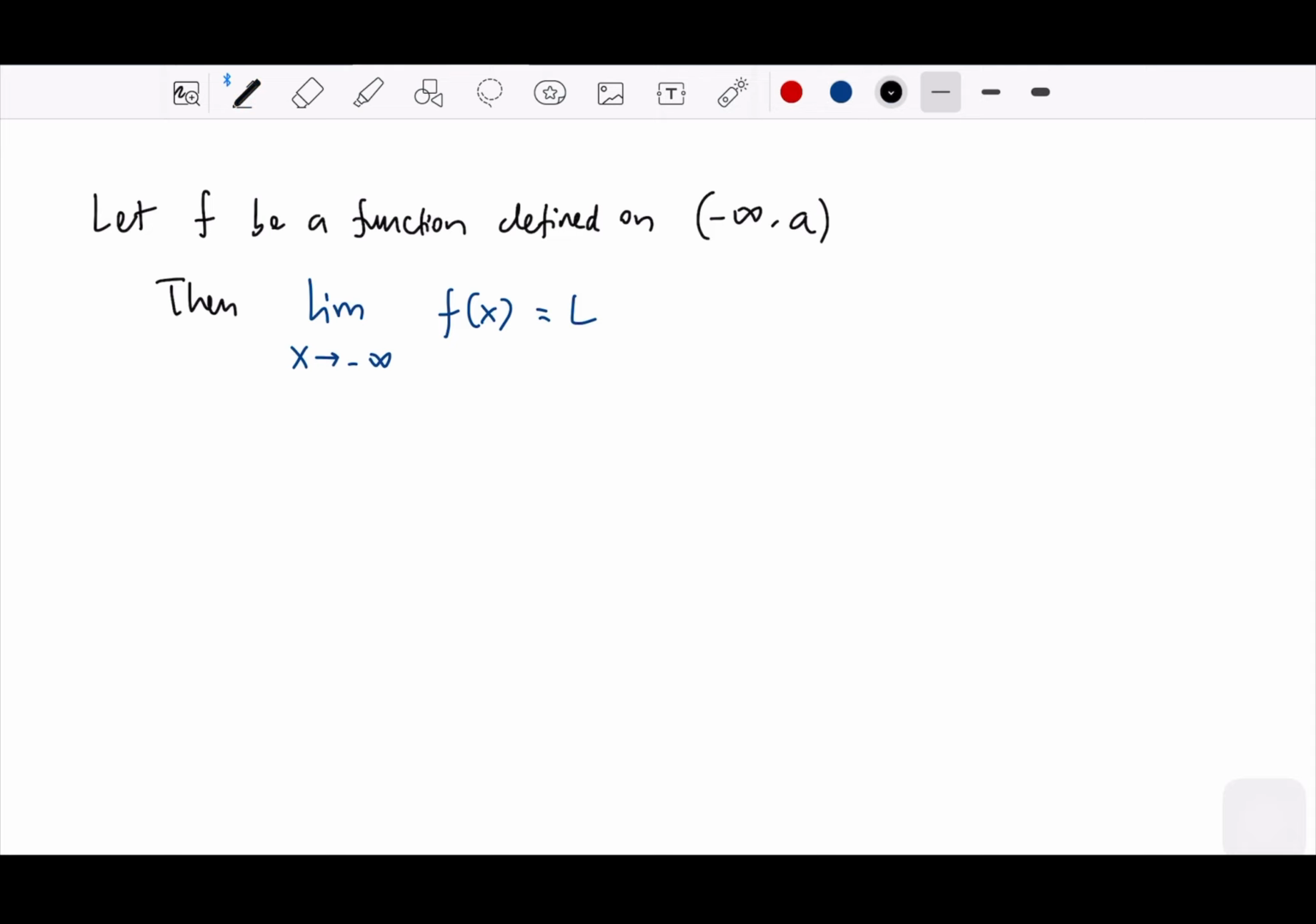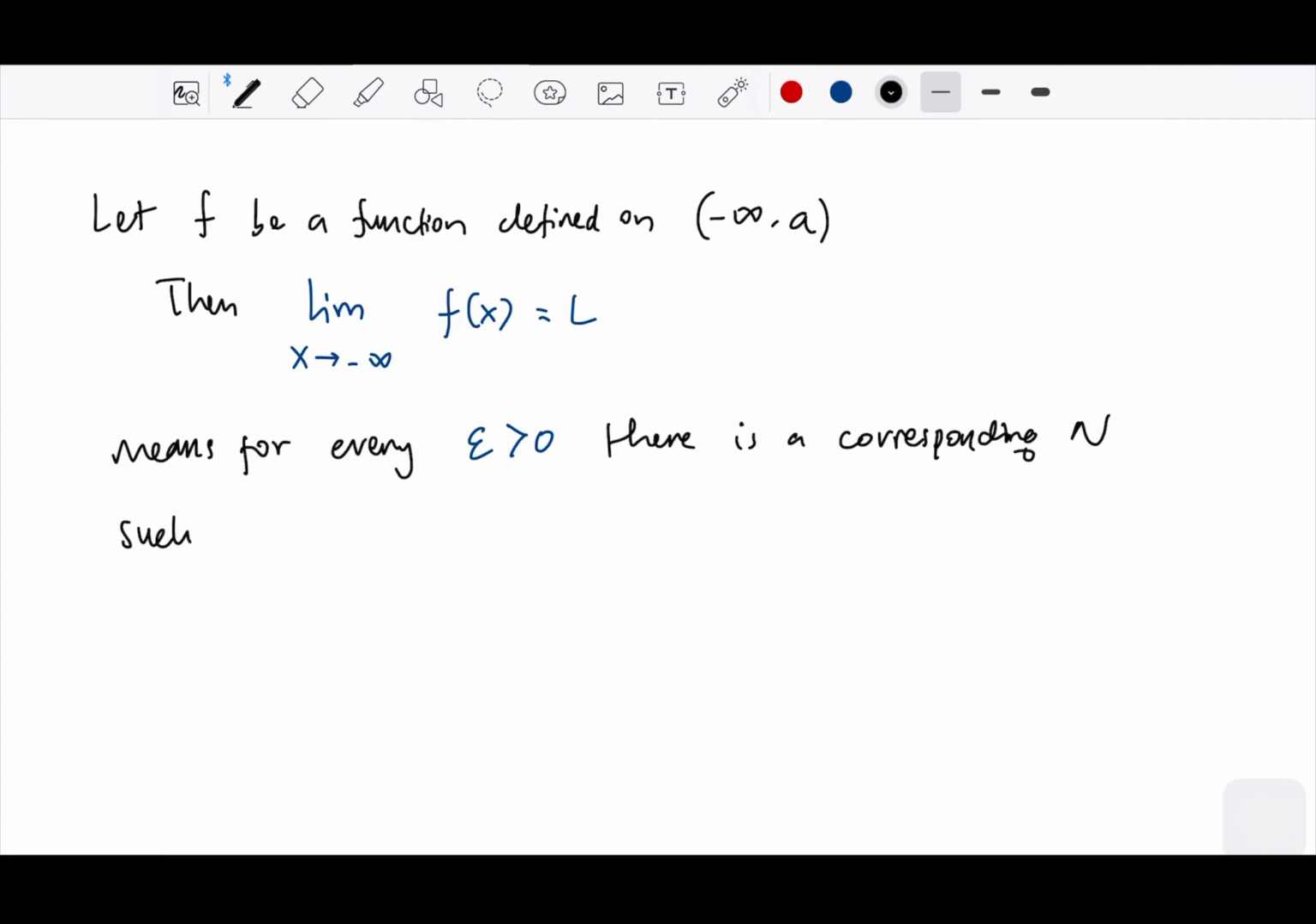So it means for every epsilon that is positive, there is a corresponding N such that if x, now it's not greater but it should be less, because we are going to the left, I forgot, going to the left, we will have the distance always be within epsilon.